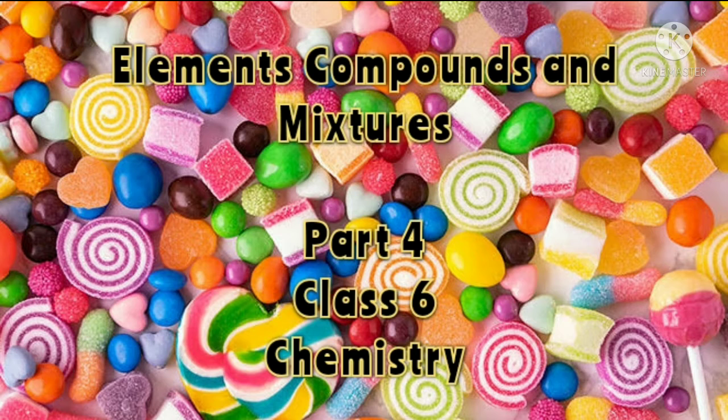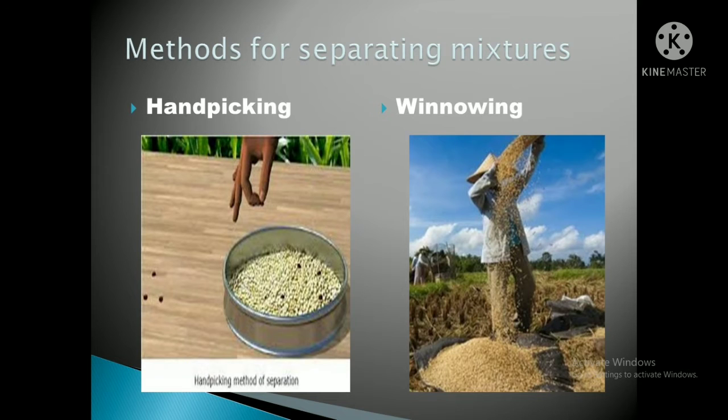Okay, so next slide in front of you. Here, two methods are shown. One is hand picking and one is winnowing. What is hand picking actually? I gave an example in the last part of the third video: by hand picking some stones from the rice. This is an example of the separation of mixtures, isn't it?